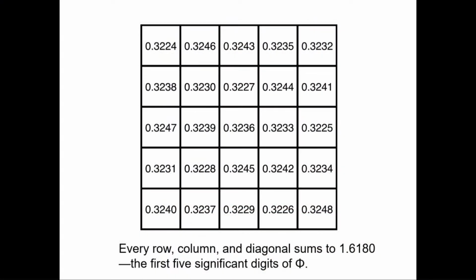So here's the first magic square. This may not look conventional because of the decimal point, but I constructed this starting with 3,224 in the upper left corner as an integer, and then filled in the next 24 integers in order, not skipping or duplicating any of the numbers. And then I threw in the decimal point to get the answer I wanted, the 1.6180, the first 5 significant digits of phi.